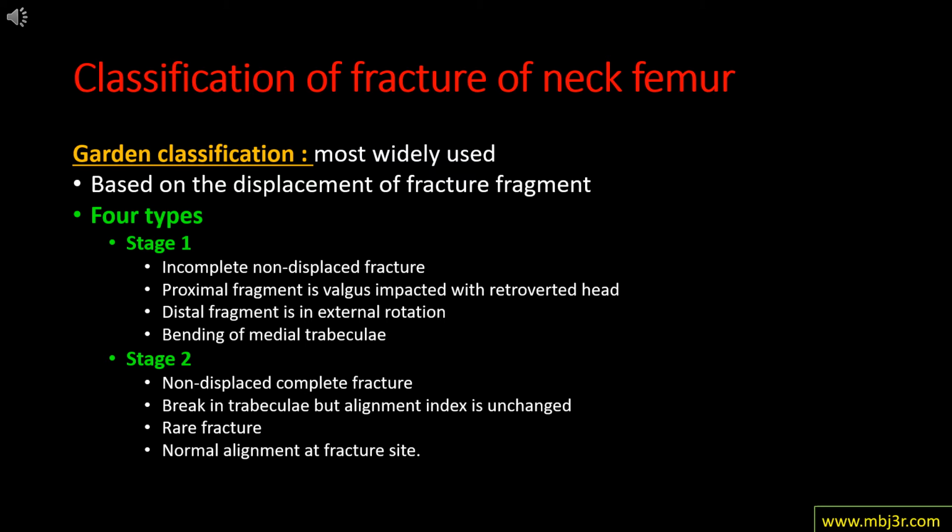Four types are there. Type 1 or stage 1, it is an incomplete, non-displaced fracture. Proximal fragment is valgus impacted with a retroverted head. Distal fragment is in external rotation, bending of medial trabeculae. Stage 2, it is a non-displaced complete fracture, break in trabeculae, but alignment is unchanged. Rare fracture, normal alignment at fracture site.